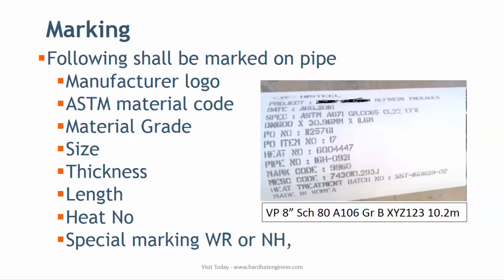Once the pipe clears all test and inspection, it is marked as per standard requirement. Pipe shall be marked with manufacturer logo, ASTM material code, material grade, size, thickness, schedule number, length, heat number and special marking such as WR for weld repair or NH for non-hydro-tested pipe. This marking can be done by paint or by hard punching. For stainless steel pipe, stenciling is also used. Please note that for carbon steel, no hard punching below 6 mm thickness and for stainless steel, no hard punching below 12 mm thickness. This is all about testing, inspection and marking of pipe.